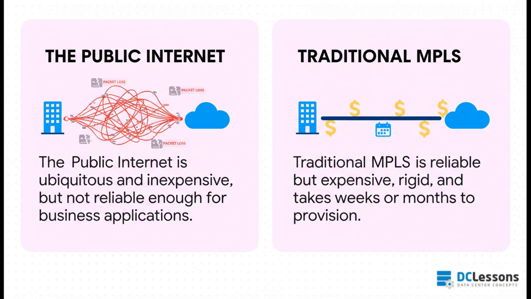On the other hand, you've got your traditional MPLS. Super reliable, super secure, but man, is it expensive. It's also incredibly rigid, and getting a new circuit can take months. That completely defeats the whole purpose of being agile in the cloud. So neither of these options really cuts it anymore for a modern business.